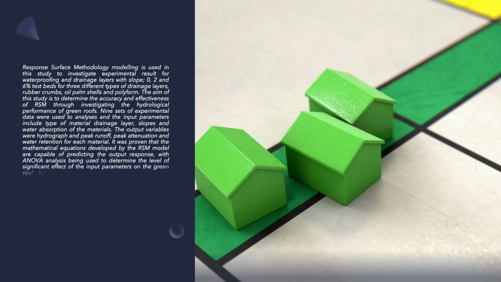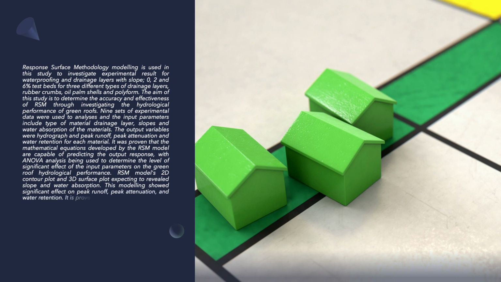It was proven that the mathematical equations developed by the RSM model are capable of predicting the outcome response, with ANOVA analysis being used to determine the level of the significant effect of the input parameter on the green roof hydrological performance. RSM models' 2D contour plot and 3D surface plot are expected to reveal slope and water absorption, and this modeling shows a significant effect on peak runoff, peak attenuation, and water retention. It is proven that the RSM can be used to investigate various factors affecting green roof hydrological performance.